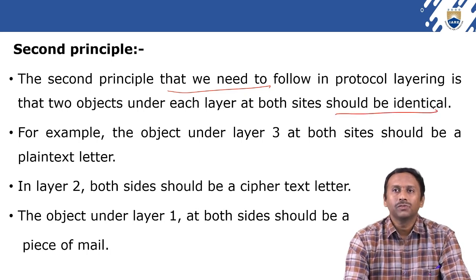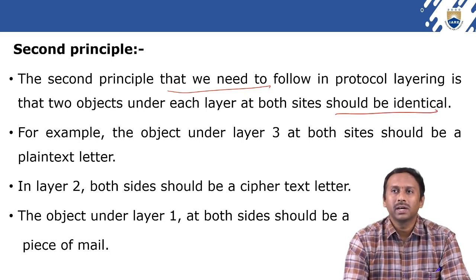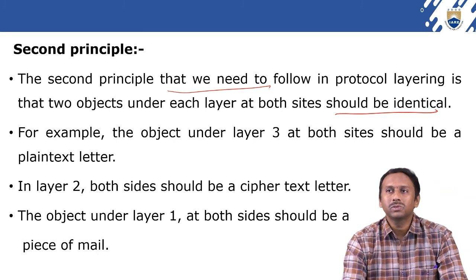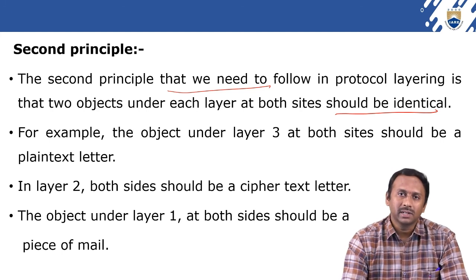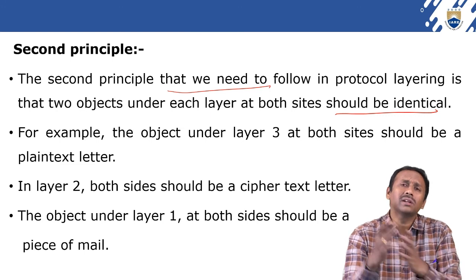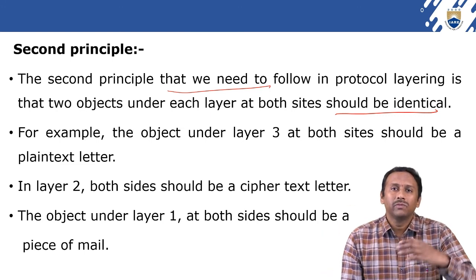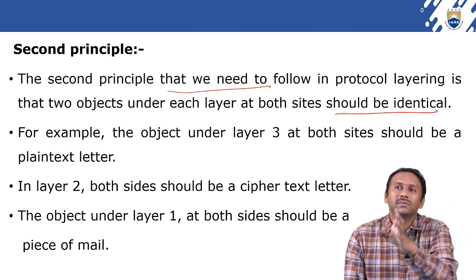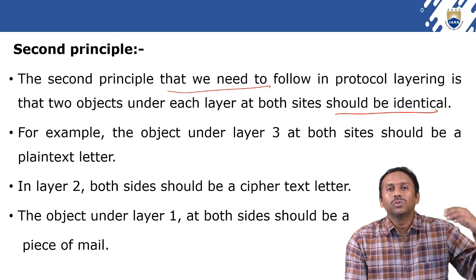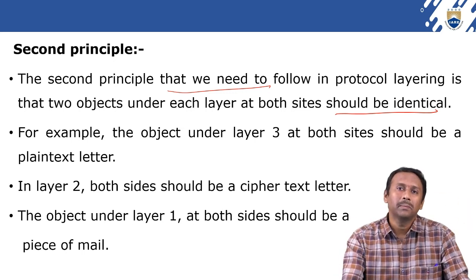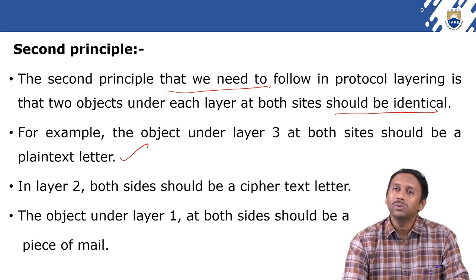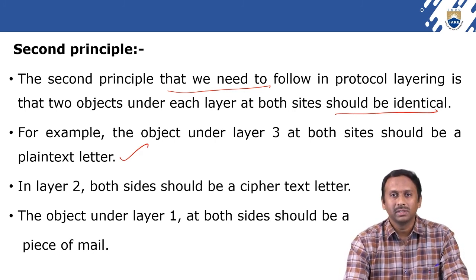Clear? For example, the object under layer 3, that means the top, at both sides should be a plain text letter, isn't it? Obviously, when it reaches the receiver side, it is plain text only after decryption. And at the sender side, before encryption, it is plain text. In layer 2, both sides should be the ciphertext. Clear?